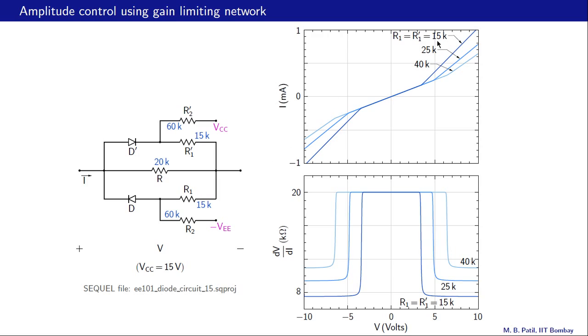This is the plot for 15K, the dark one, as we have seen already. The next plot is for 25K. That means this resistance is 25K. This one is also 25K. And the one after that is for 40K.